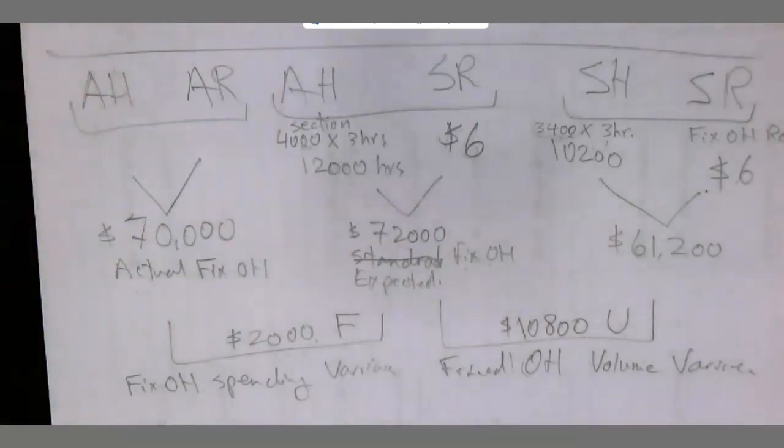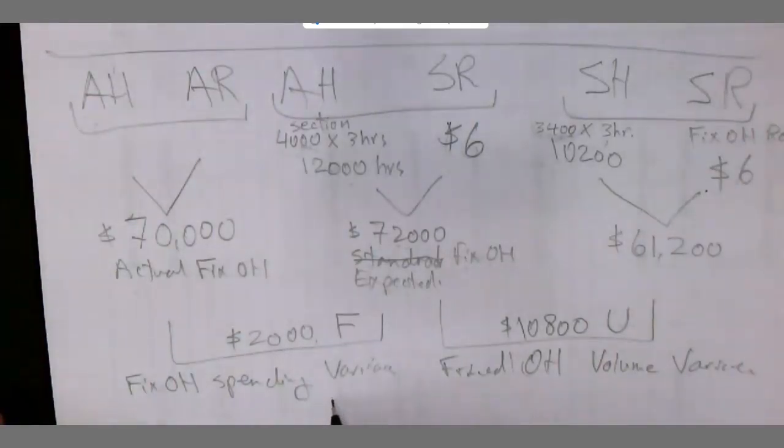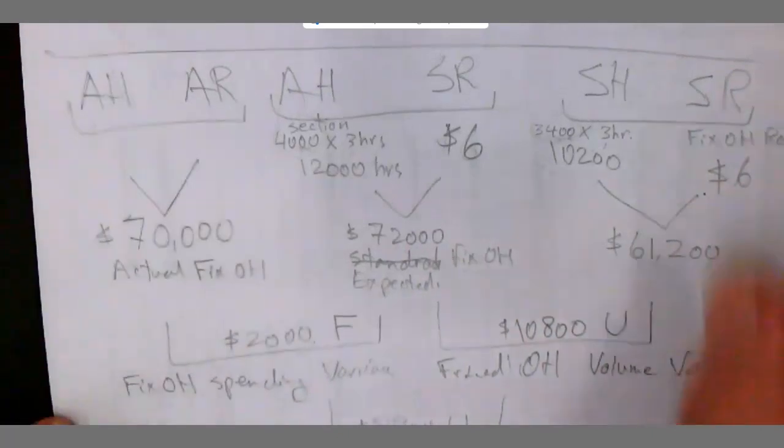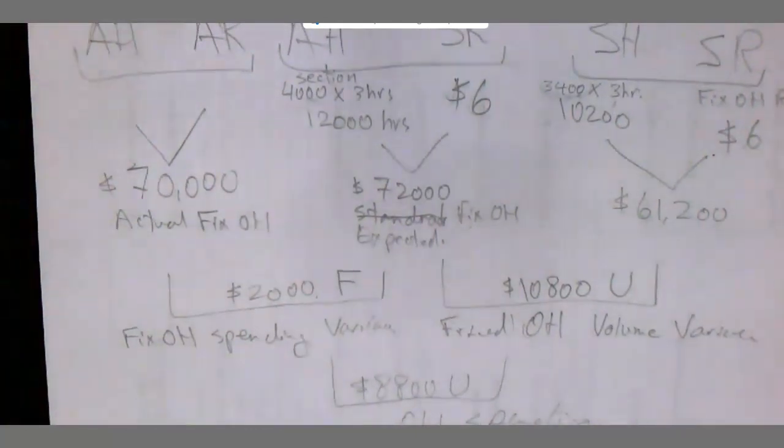Did I finish my, let me just, oh, here, let me finish this. So the difference is 10,800 minus 2,000. This is unfavorable, this is favorable, so that's 8,800 unfavorable. Okay, overhead spending. Okay, that 8,800 difference, unfavorable. Now let me stop my camera and show you the book that I'm looking at.